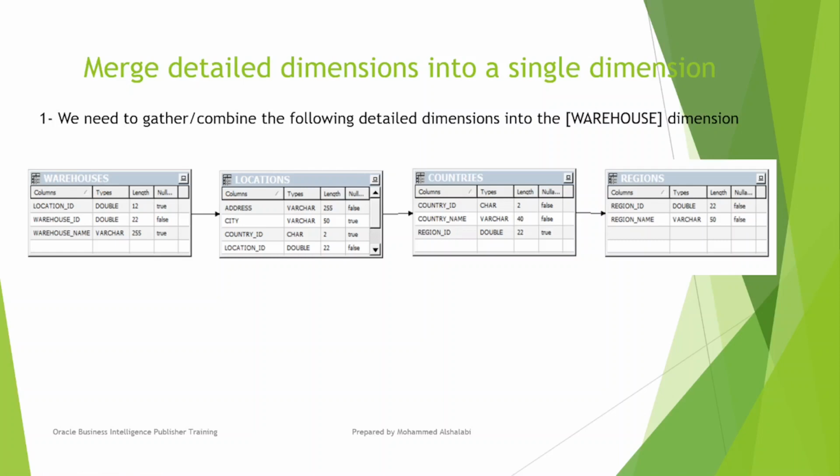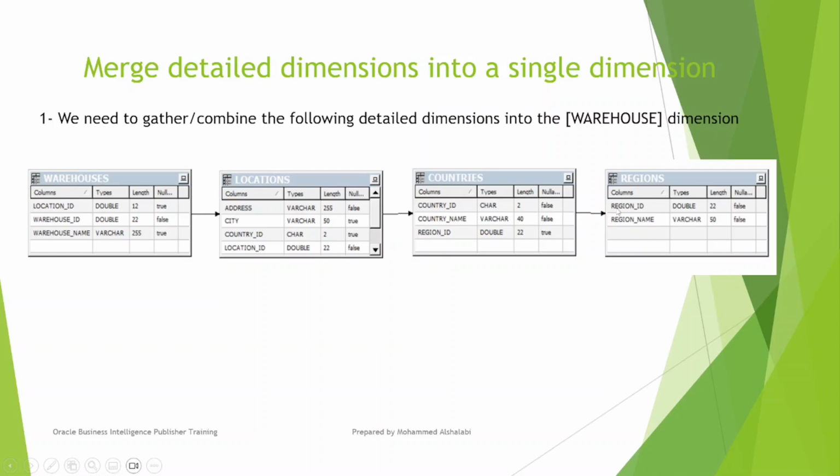This is called normalization. What does normalization mean? Normalization is when you have one lookup table and it has many relationships with other tables, and they're connecting to each other by join. Now warehouse connects to locations by join, locations connects with countries with join, and countries connects with region with joins.